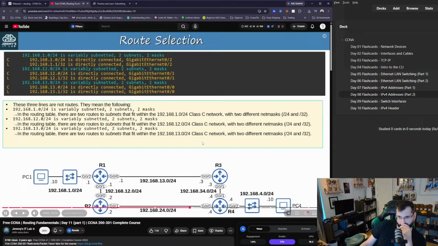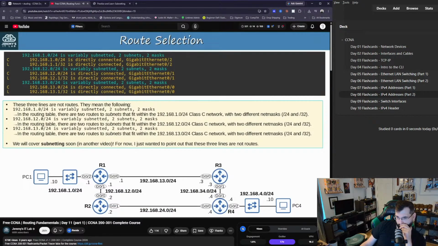We haven't covered subnets yet in the course. We will cover subnetting soon in another video. For now, I just wanted to point out that these 3 lines are not routes, so you don't get confused by them. Generally, you can ignore this output in the routing table and just focus on the routes themselves. So these are the routes themselves.